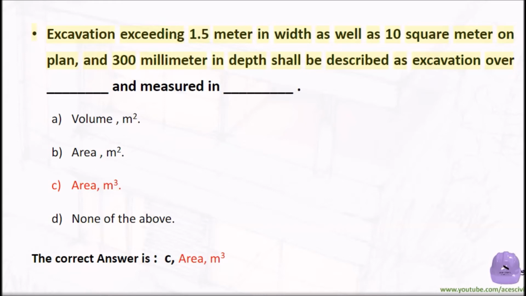Excavation exceeding 1.5 meter in width as well as 10 square meter on plan, and 300 mm in depth shall be described as excavation over an area and measured in: A. Volume m², B. Area m², C. Area m³, D. None of the above. The correct answer is C. Area m³.